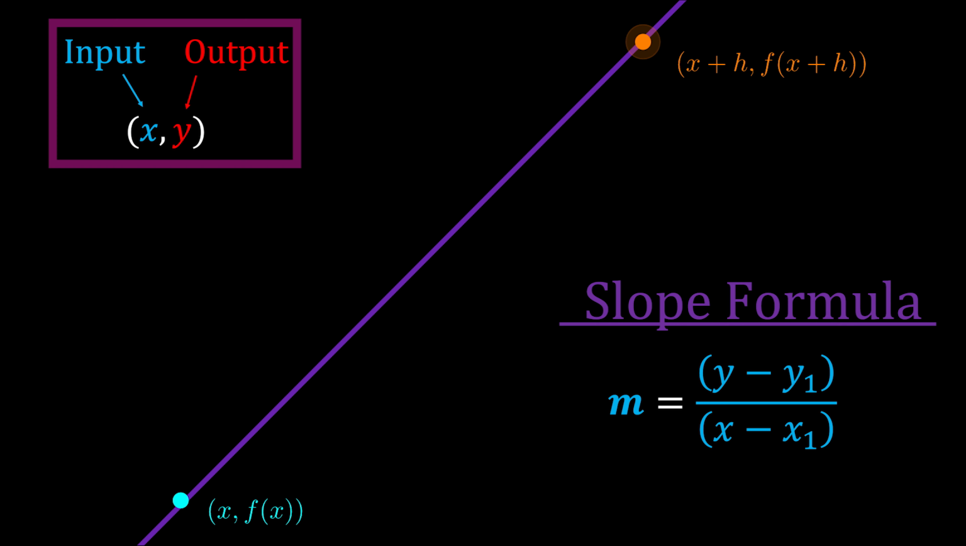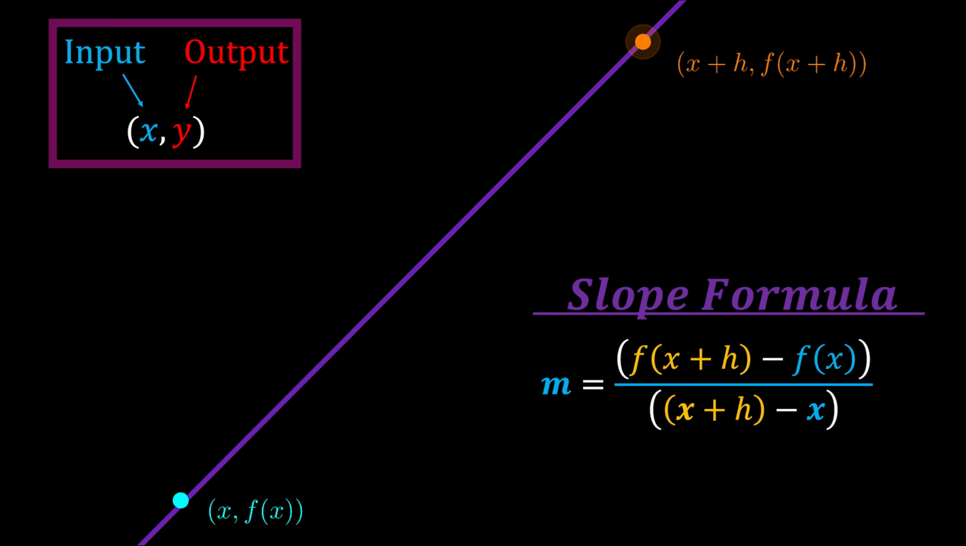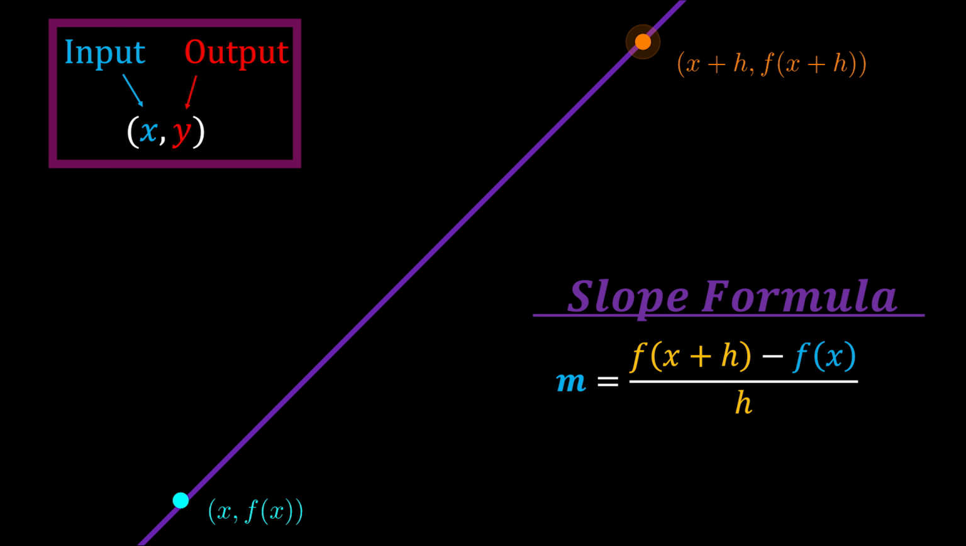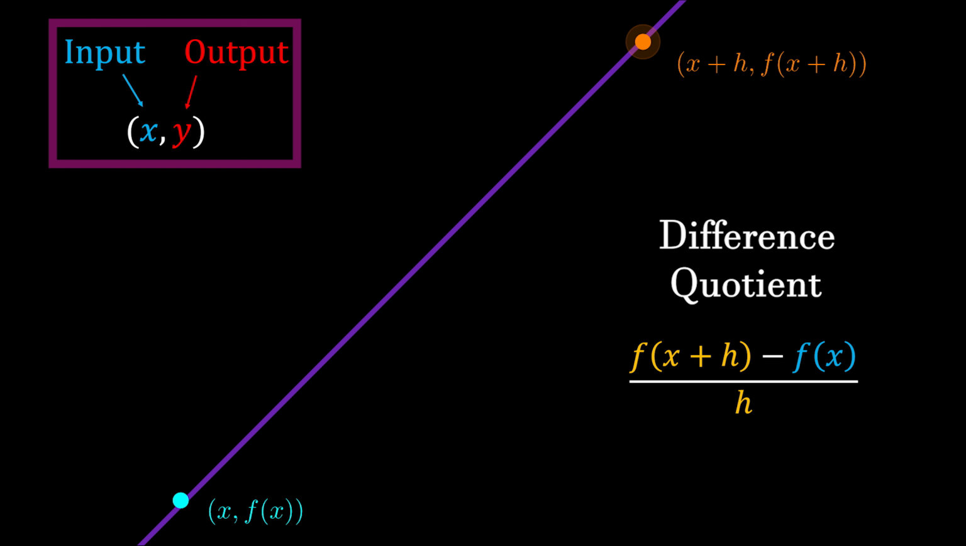Now let's find the slope of this line using these 2 points. The denominator can be simplified. So now we have our slope formula written in function notation. This is often called the difference quotient. Note that since h is in the denominator, it cannot equal 0.